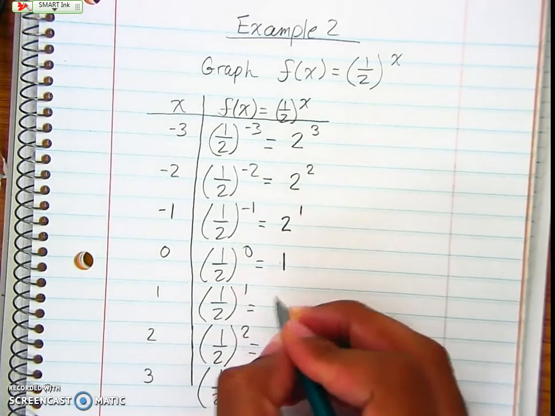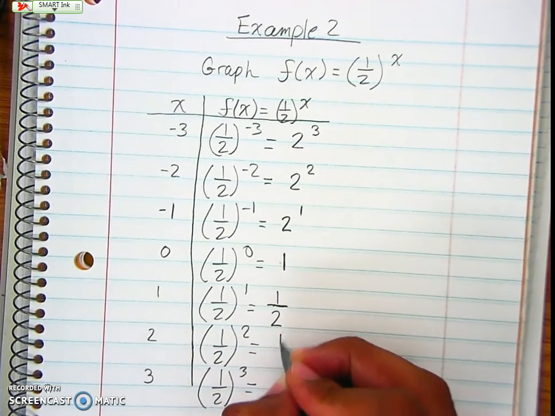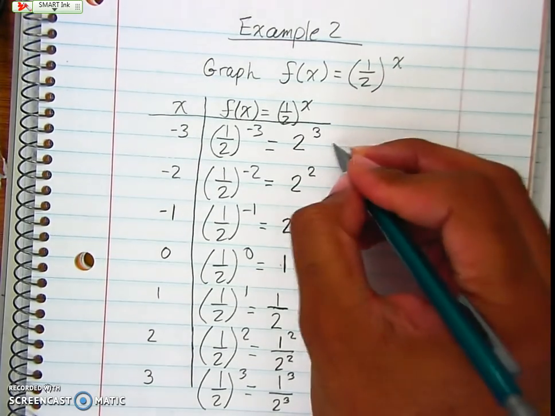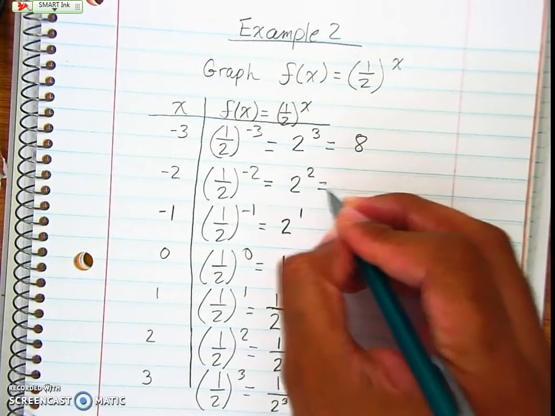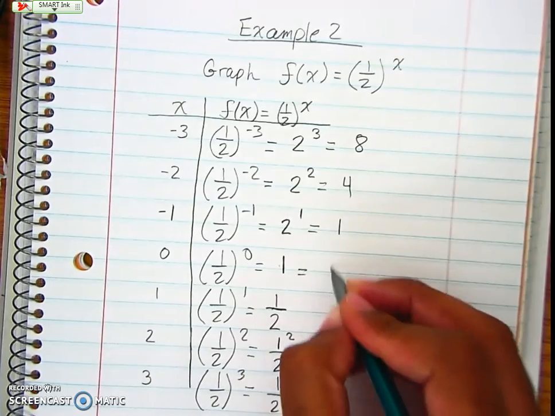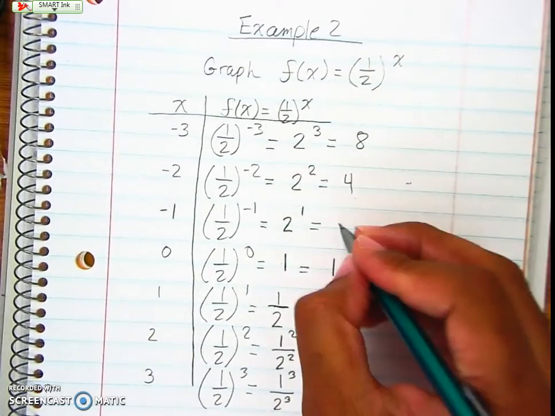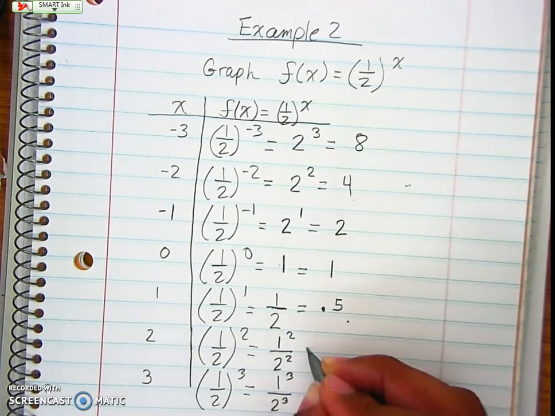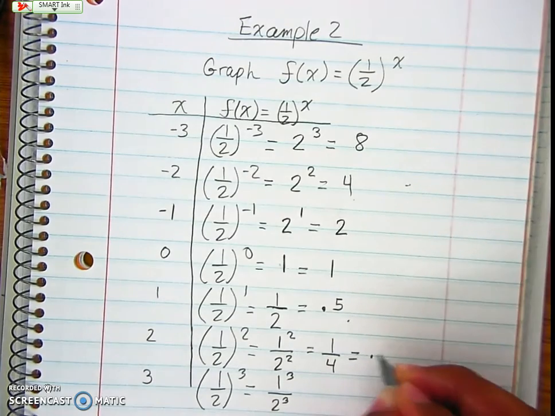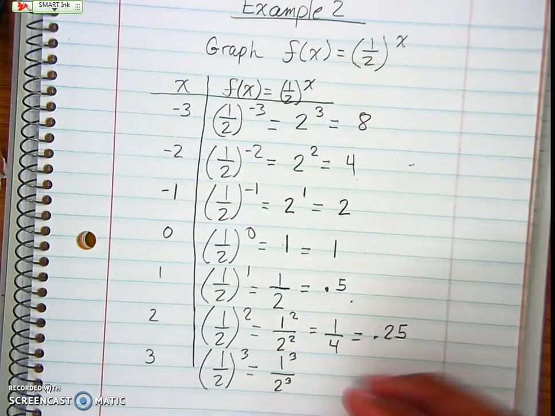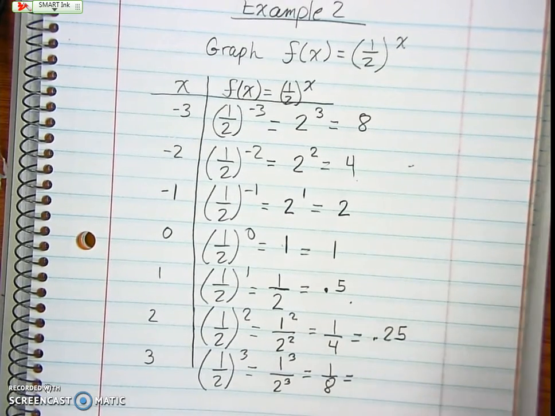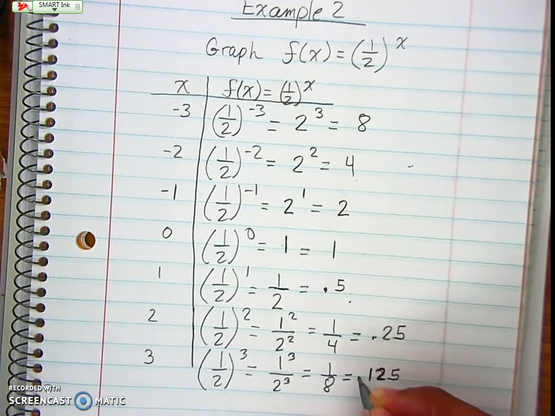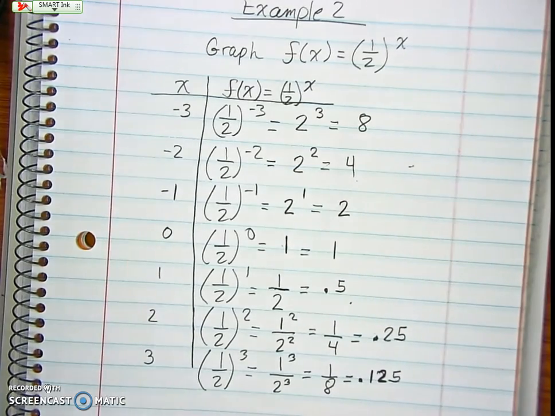So that's 1 over 2. That's 1 squared over 2 squared. And that's 1 cubed over 2 cubed. Right, so we get 8, 4, then 2, sorry, my fault, then 1, then 1/2, which I like to say 0.5. And that's 1 over 4, which we could say 0.25, so that's 25 cents. And then that is 1 over 8, which is 0.125. If you think about example 1, that almost flips things around a little bit.